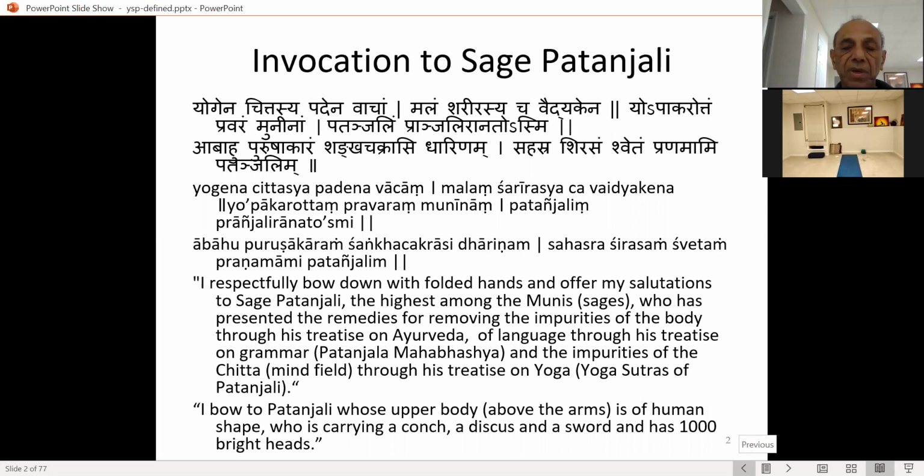Yogena chittasya padena vacham malam sharirasya cha vaidyakena yopakarottam pravaram muninam patanjalim pranjaliranatosmi. Abahu Purushakaram Shankha Chakrasidharinam Sahasrashirasam Shvetam Pranamami Patanjalim.